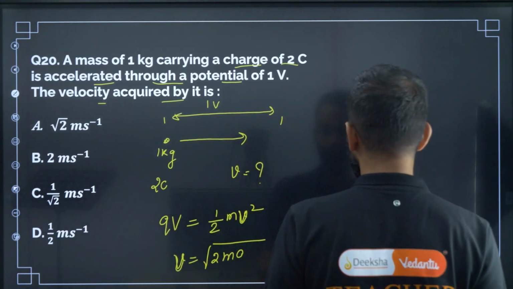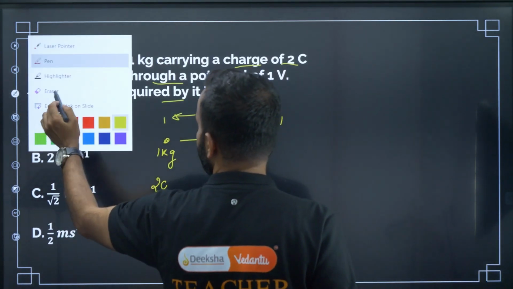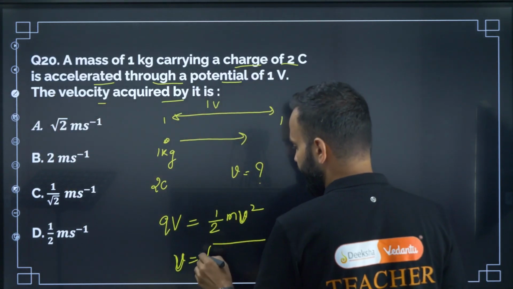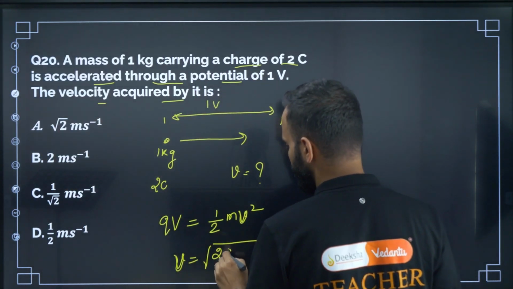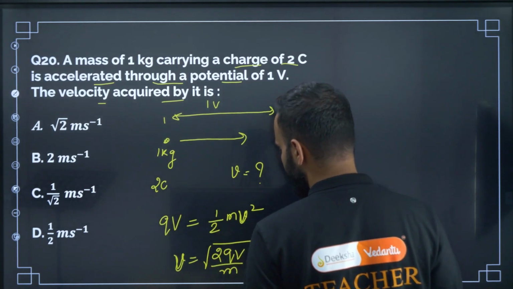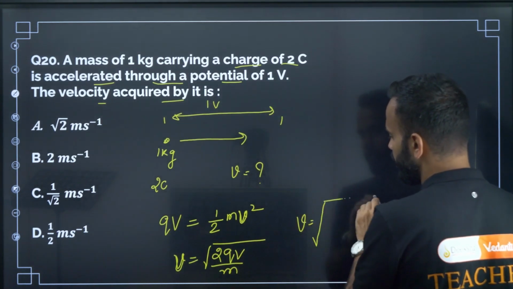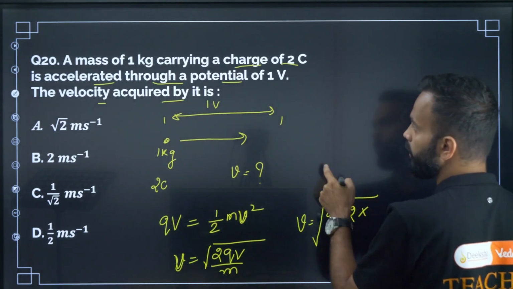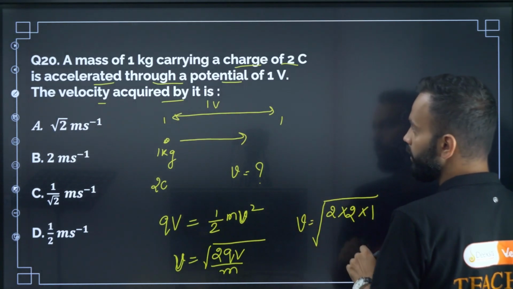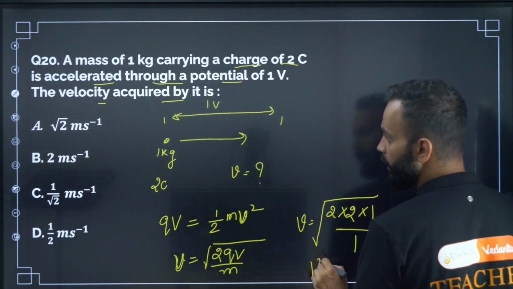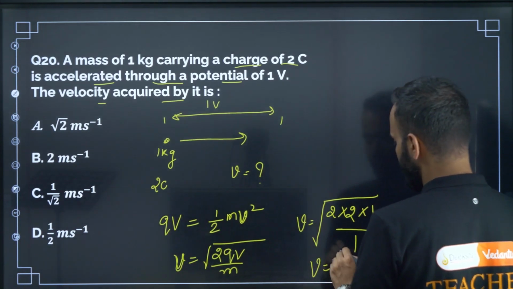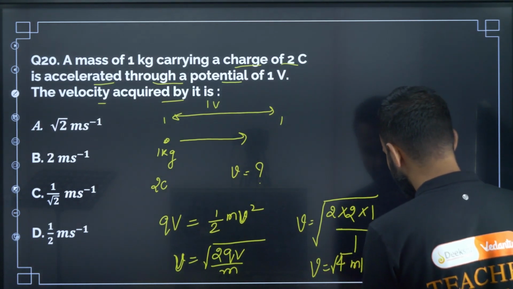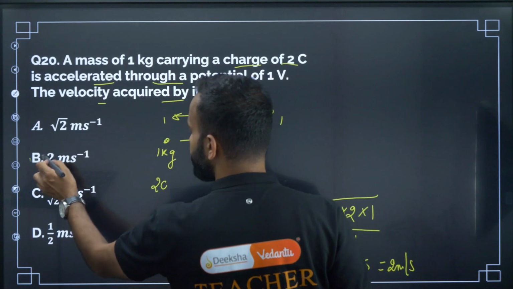2 q v divided by m. Now v is equal to root of 2 into q, which is 2, into the potential which is 1, divided by m which is 1. So v equals root of 4, and root of 4 is 2 meter per second. So the correct option is B.